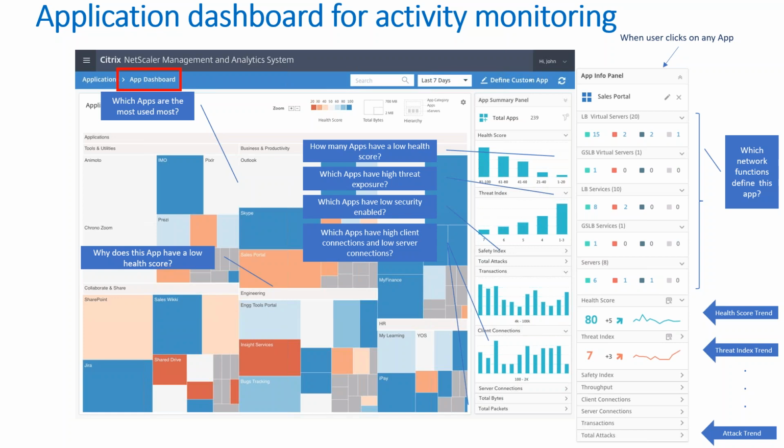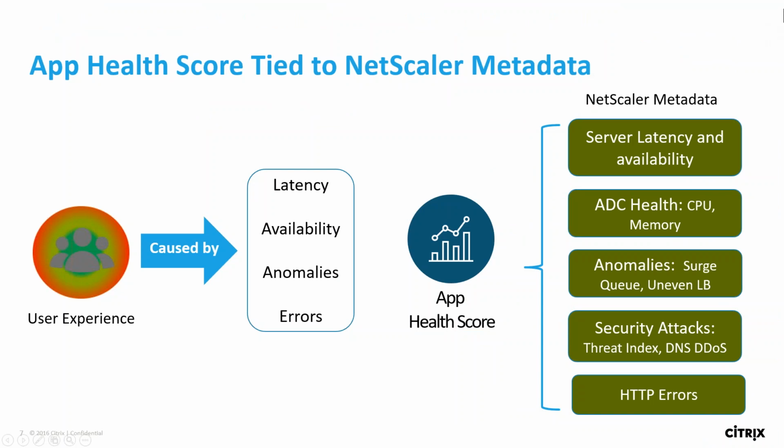So from this screen, we can drill down deeper into each of these applications and see what's going on, which we'll do in our demo. But I want to talk a bit about how we do this. So we take the NetScaler metadata, which includes the latencies and HTTP errors that we detect, security attacks coming from our app firewall, and roll it into an application health score. That allows us to determine what the user experience looks like. Add in latency and availability we're picking up off the network, and we have a very clear picture of what the user is experiencing.